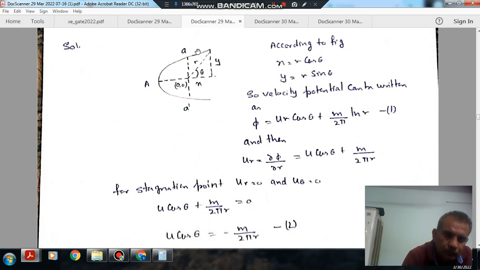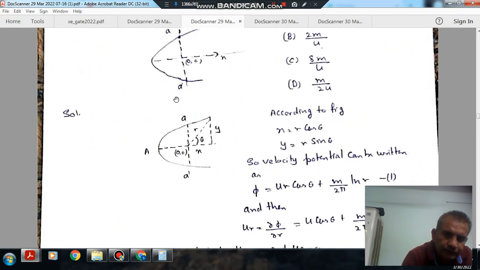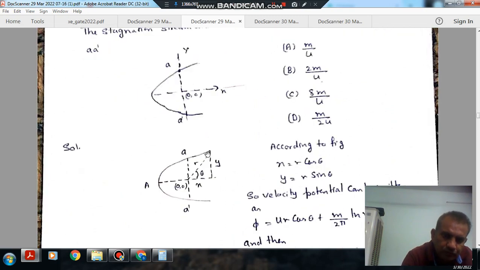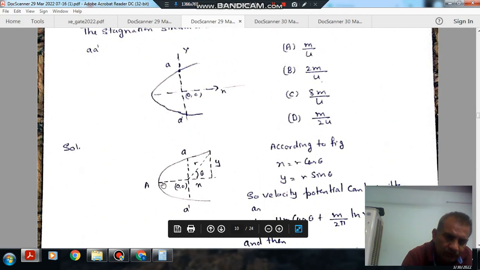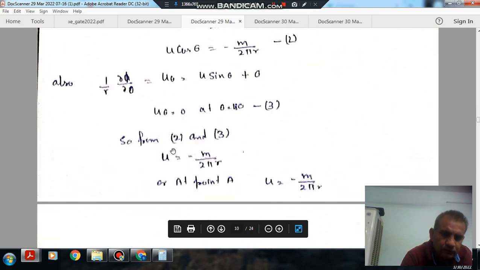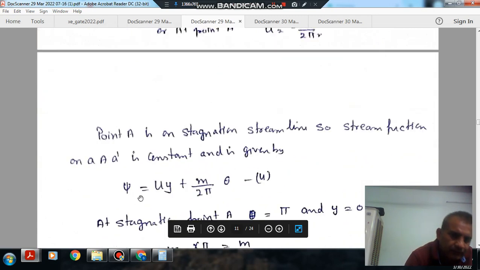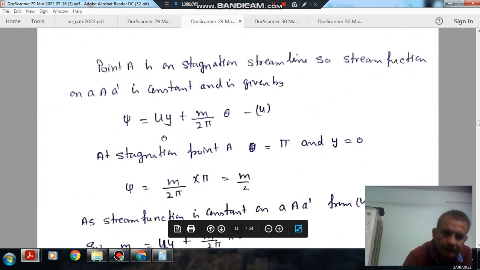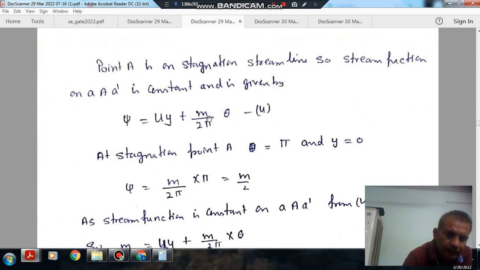It is given that the stagnation streamline is shown in the figure. So this is your stagnation streamline, and along this line the stream function will remain the same. The stream function is given by psi equals u y minus m by 2 pi theta, and y can be written as, okay, so this is your equation number 4.